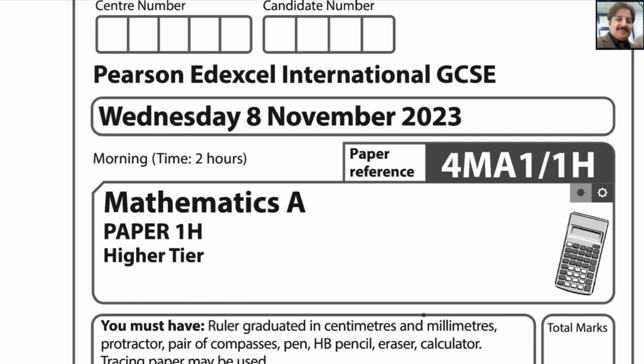Dear students, today I will solve for you Pearson Edexcel IGCSE exam paper 1H for higher tier. Paper reference code was 4MA1/1H. It was taken on Wednesday, 8th of November 2023. Let us start with question number 1.